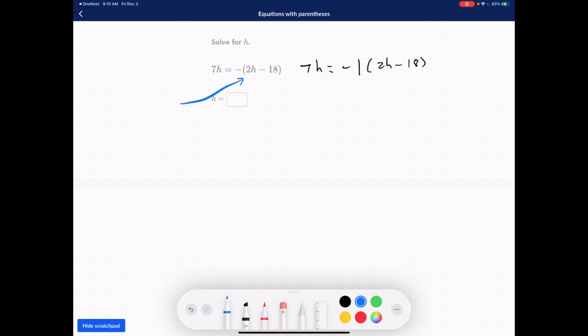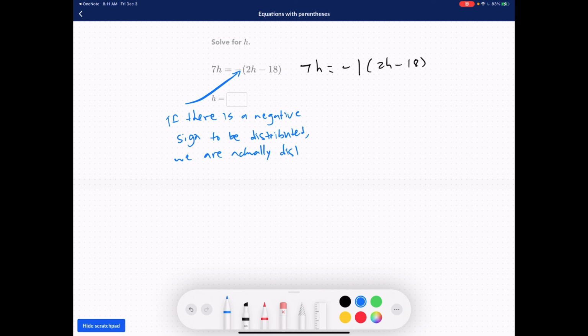I want you guys to write down, if there is a negative sign in front of a parentheses, we are actually distributing negative 1. Yep, and my handwriting is the most horrible in the world.